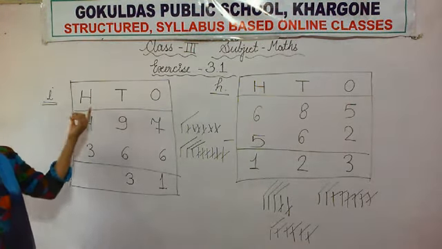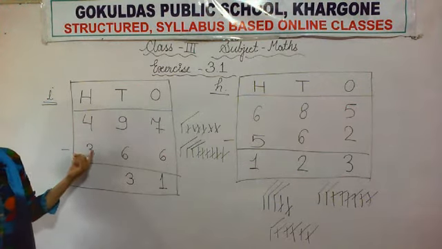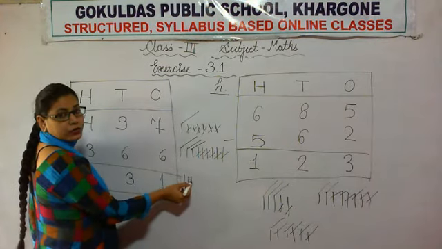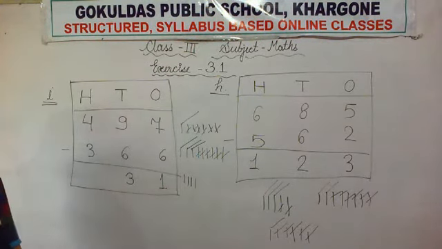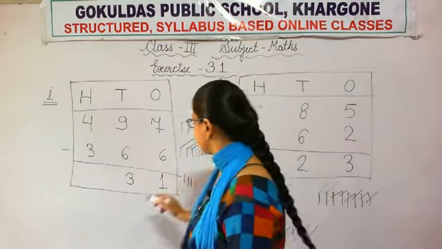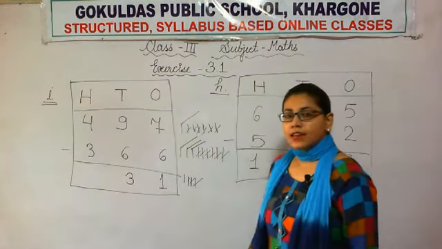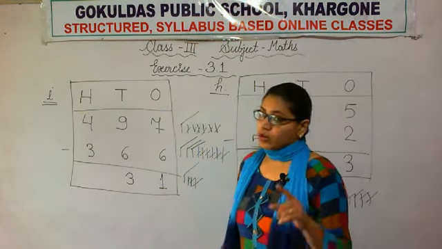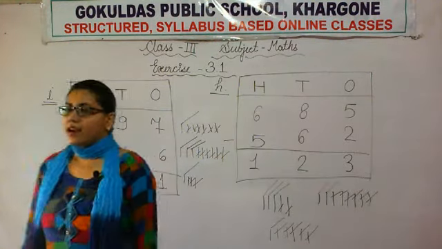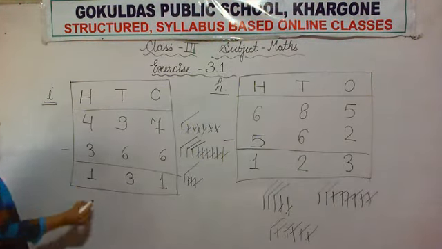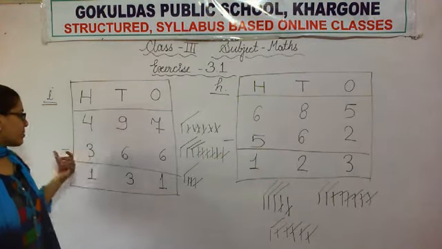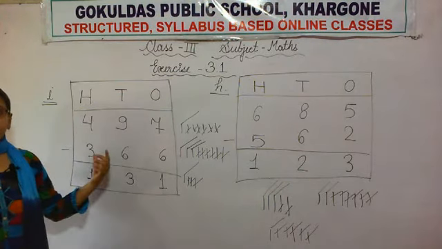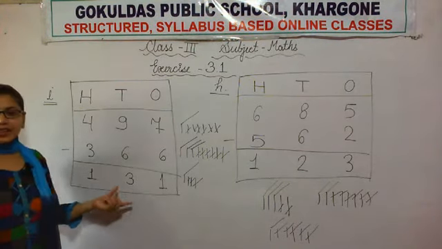Now the last column, hundreds column, 4 minus 3. Let us draw 4 sticks first: 1, 2, 3, 4. Minus 3, so we will cancel out 3 sticks: 1, 2 and 3. Now the last step is counting the remaining sticks. Only 1 stick is left, so we will write the number 1. 497 minus 366 is equal to 131. So our difference, or our result, is 131.